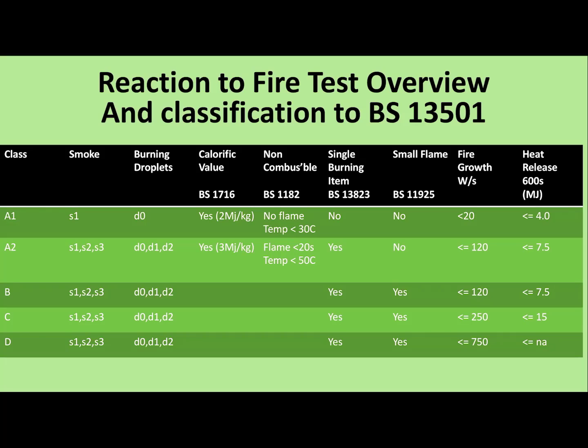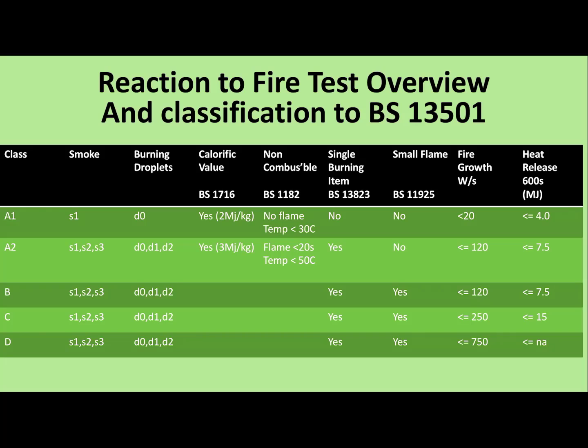The calorific value has got to be less than 2 megajoules a kilo for A1 and less than 3 megajoules a kilo for A2. Non-combustibility tests, obviously we know about the 50% rule, the 50% mass reduction. It's not allowed to flame, and the temperature of the furnace can't rise above 30 degrees. If it's A2, the temperature of the furnace can't rise above 50 degrees, and it can't flame for more than 20 seconds.